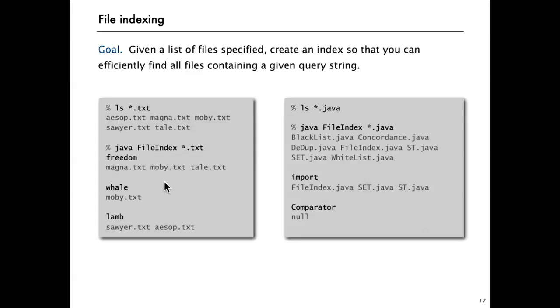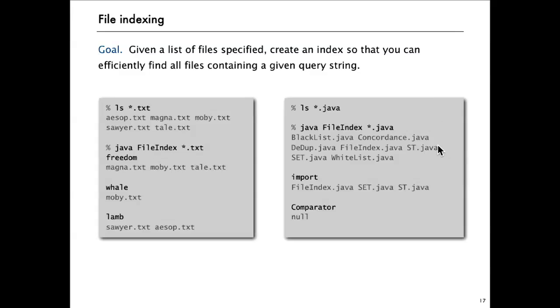The word whale appears only in Moby Dick. The word lamb appears both in Tom Sawyer and Aesop's Fables, and so forth. So we're looking for a piece of information somewhere on a computer, and it'll give us the names of the files that contain that information. With a more complex user interface, this is very much what the spotlight or find function on your computer is doing.